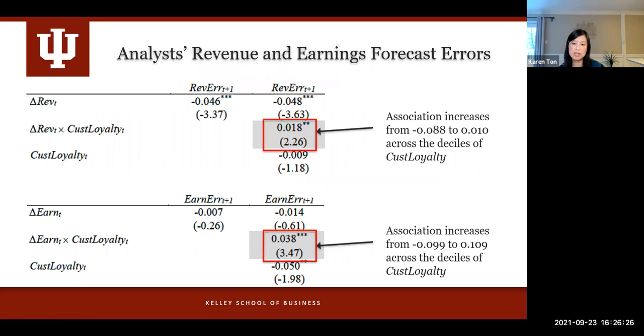exactly what we find. So the top half of this table here shows the association between customer loyalty and analyst revenue forecast errors. The bottom half of the table shows the relationship with earnings forecast errors. And we see that there's a significant positive association with both. So this is telling us that analyst revenue forecasts are overestimating the persistence of revenues when customer loyalty is low, and they're underestimating the persistence of revenues when customer loyalty is high, which means that we've seen that customer loyalty is associated with revenue persistence, but analysts are not incorporating this effect into their forecasts.